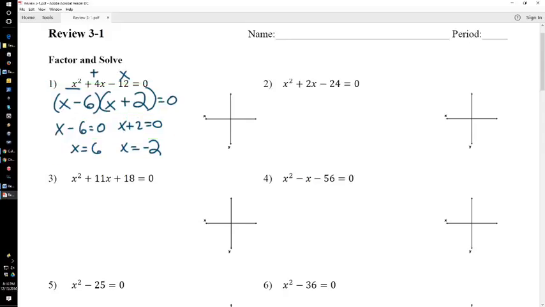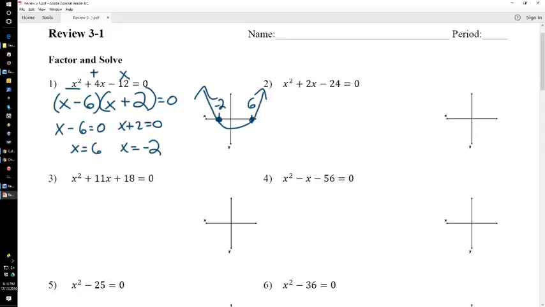Now, this part over here won't necessarily be on the test. This is more to reiterate the fact that your answers are legitimate solutions. They are x-intercepts. They are where it crosses the x-axis. So what I want you to do is come over here at negative 2 and 6, and this doesn't have to be perfectly to scale, and draw yourself a little parabola. That is simply to help reiterate the fact that when you factor, those factors lead directly to roots. They lead directly to x-intercepts, to solutions on the graph. All right?